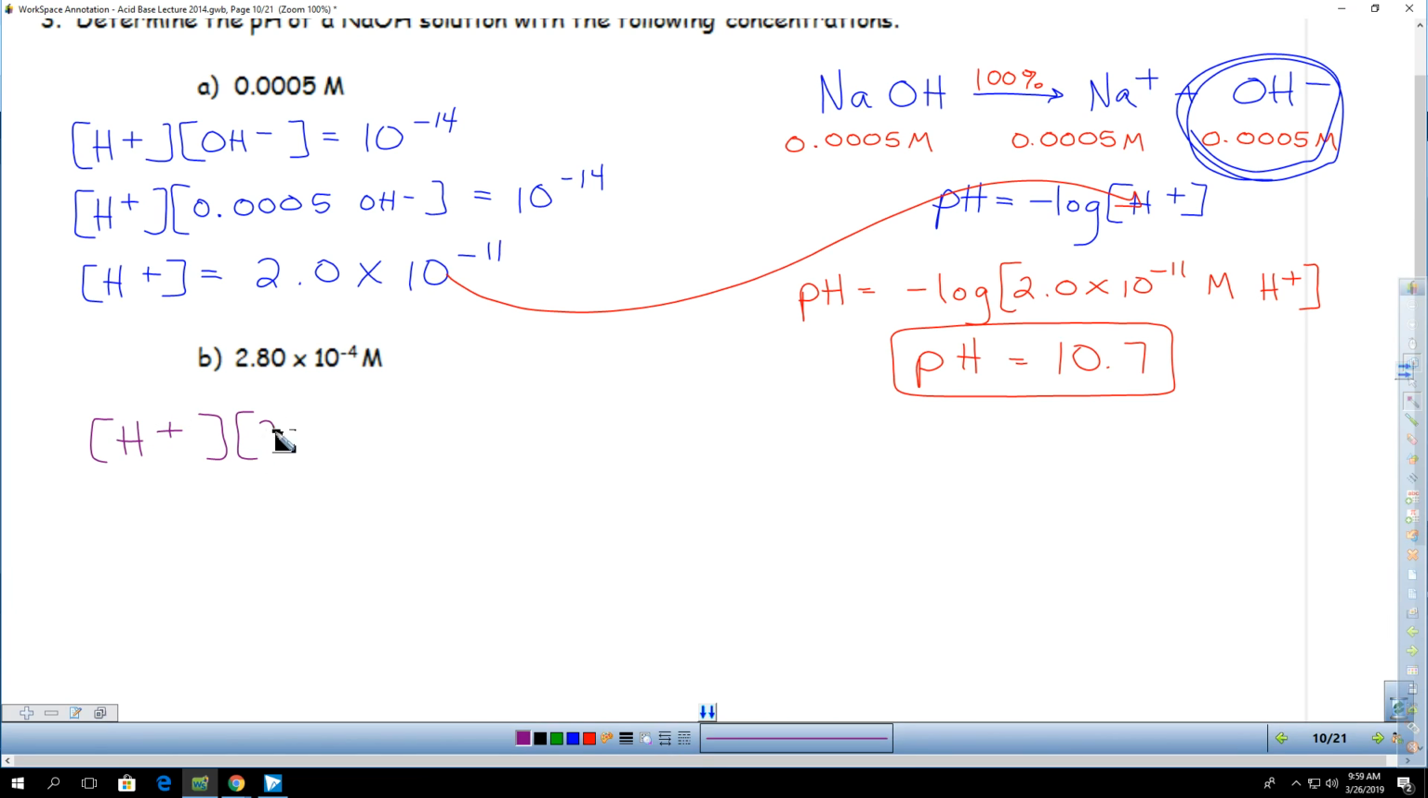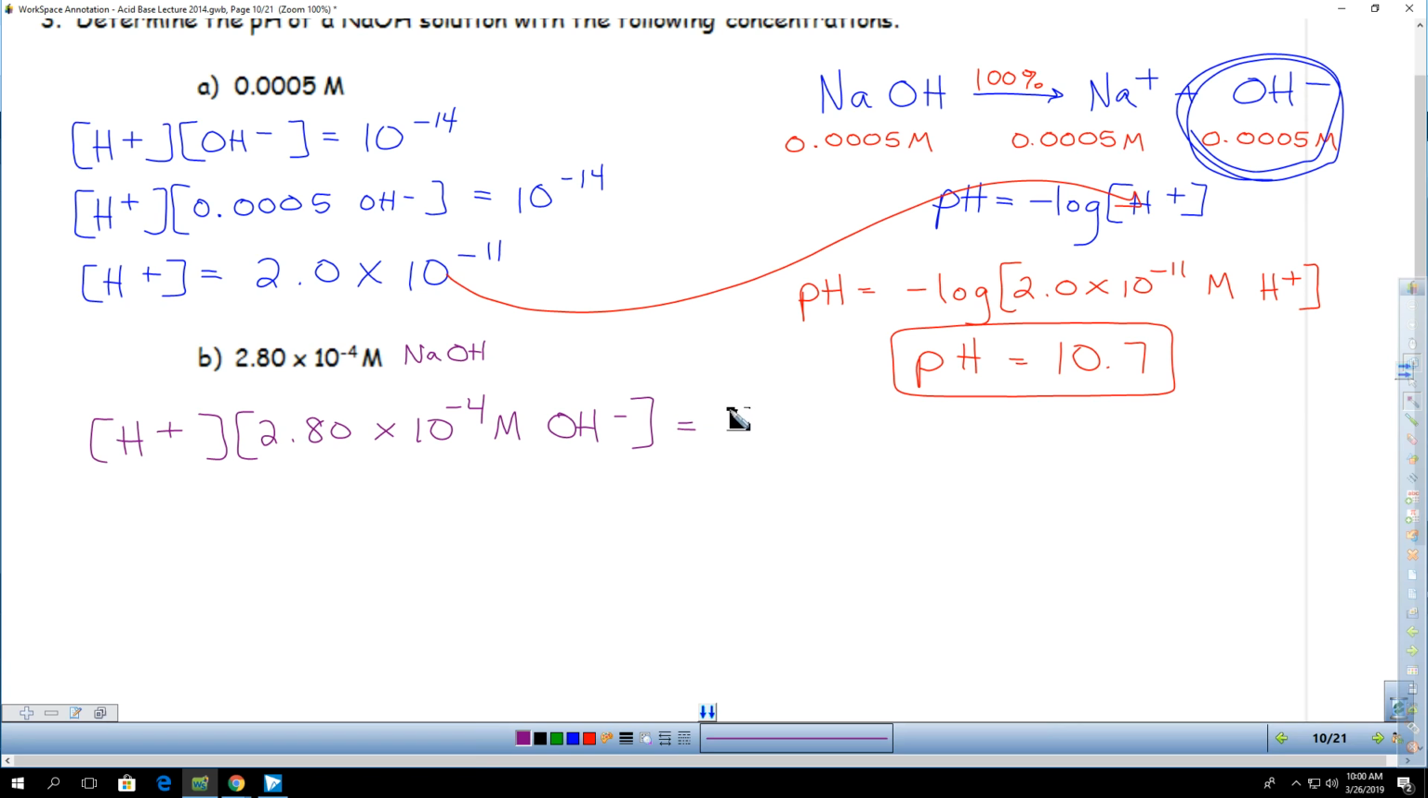I'm given the hydroxide. This 2.80 times 10 to the negative 4th will be the OH hydroxide concentration, because this solution is sodium hydroxide. So I've got to be able to look at my solution and at least identify if initially it's an acid or a base. Does it start with hydrogen or does it end with hydroxide? Because we will only calculate pH for strong acids and strong bases. So that makes things a lot easier.